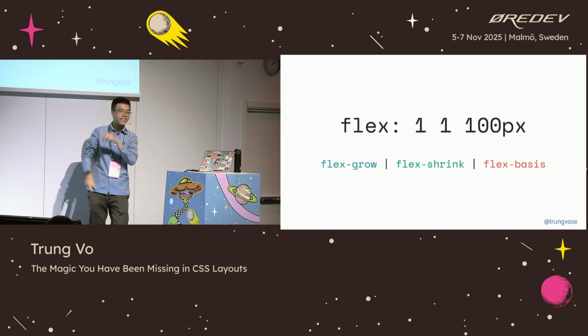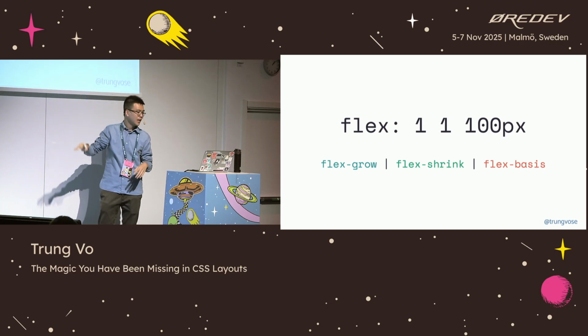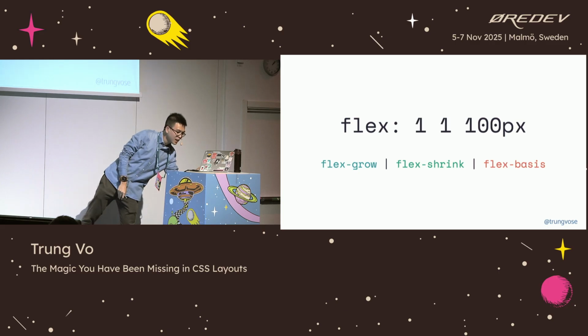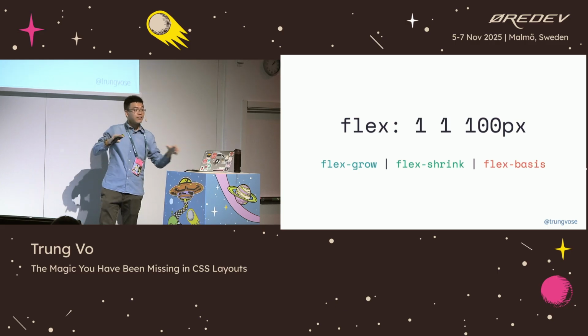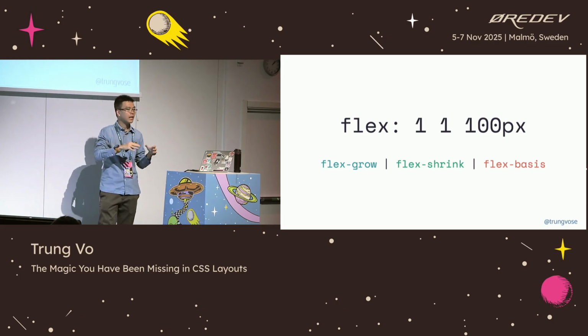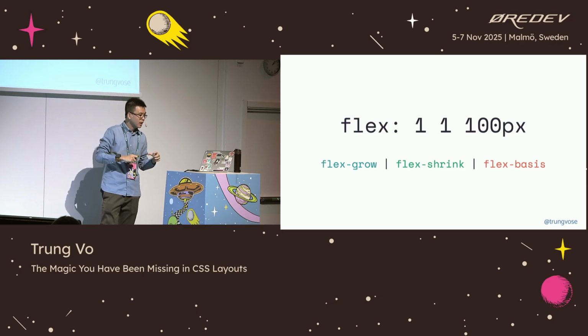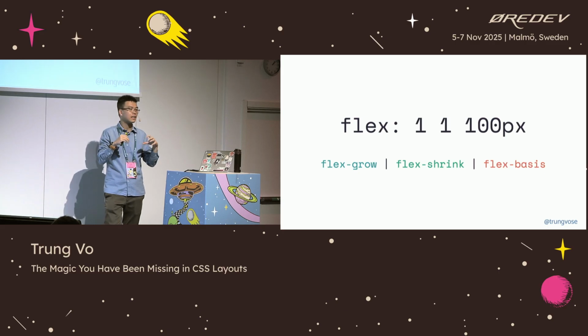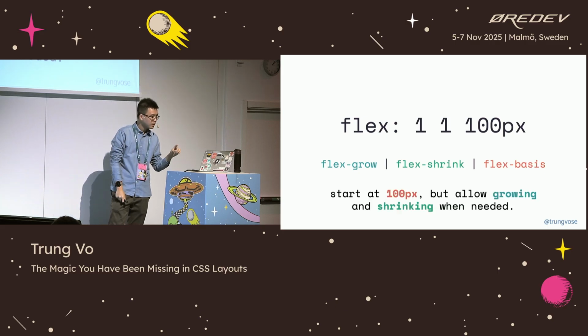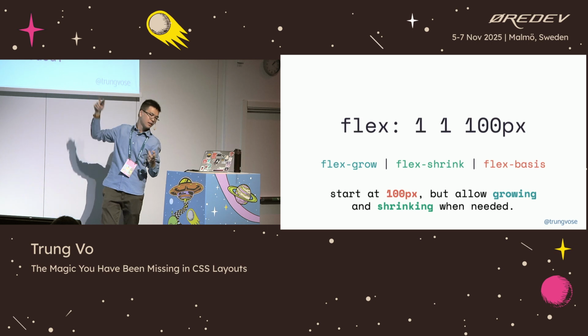So in this case, I set 100 pixel, and it essentially says, start at 100 pixel, but I allow you to grow, and I also allow you to shrink as much as you want. And flex basis is going to define the initial size that an item should have. And in this case, that's what I just said.